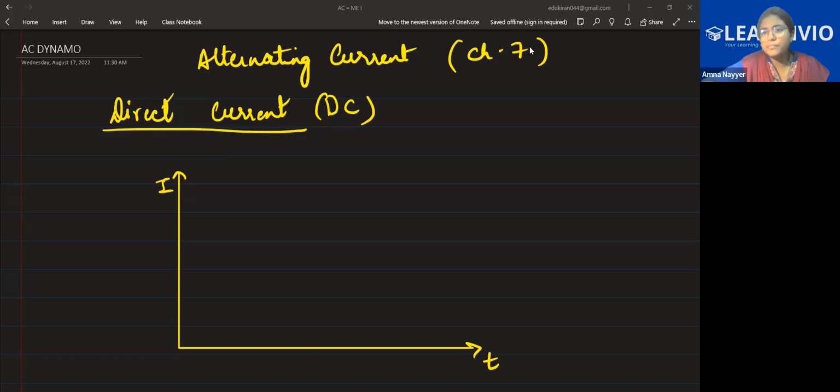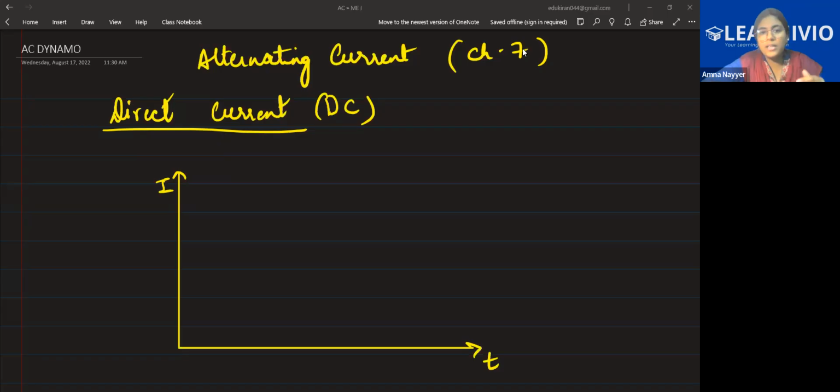Now, basically in the chapter current electricity, whatever portion we have studied, the current is actually direct current, whose short form you might have heard, DC current. So DC basically means direct current. Now, what is meant by this direct current?